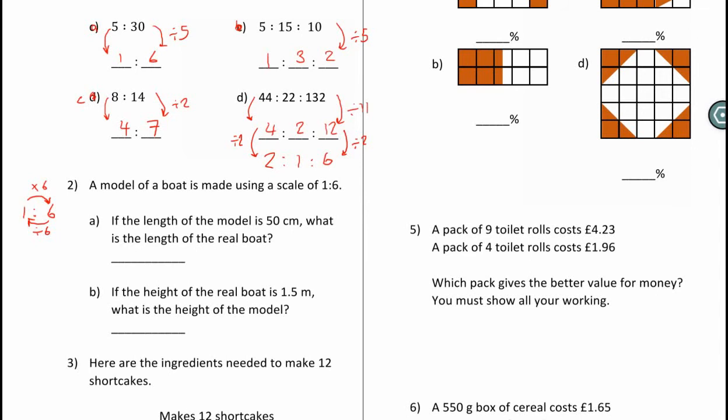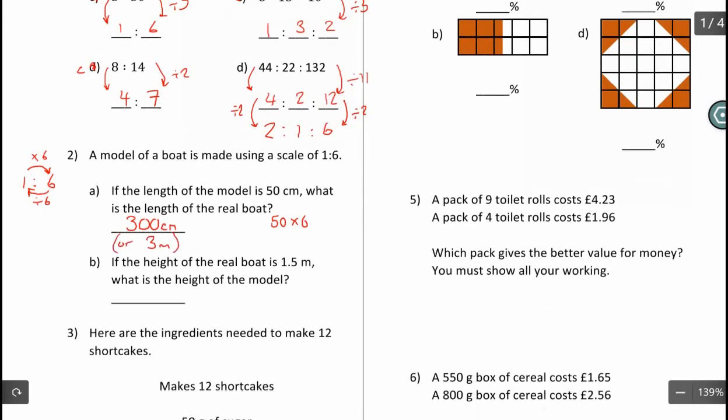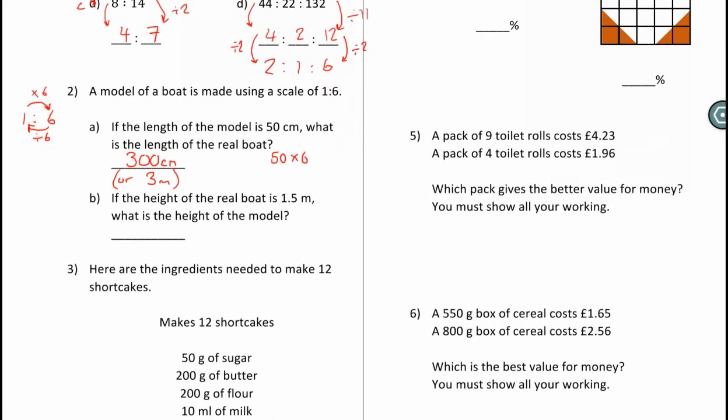If the length of the model is 50 centimeters, what's the length of the real boat? So we times 50 centimeters by 6, and that would give us 300 centimeters, or we may choose to write it as 3 meters. If the height of the real boat is 1.5 meters, what is the height of the model? So we're going from real back to the model, so we're dividing by 6. 1.5 divided by 6 would be 0.25 meters, so 25 centimeters.